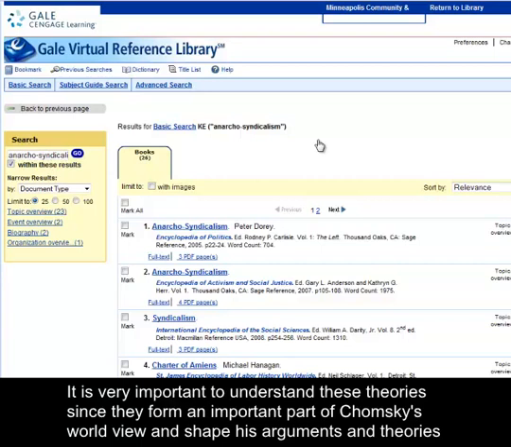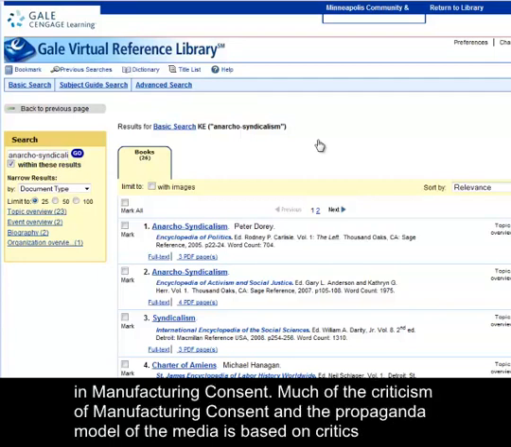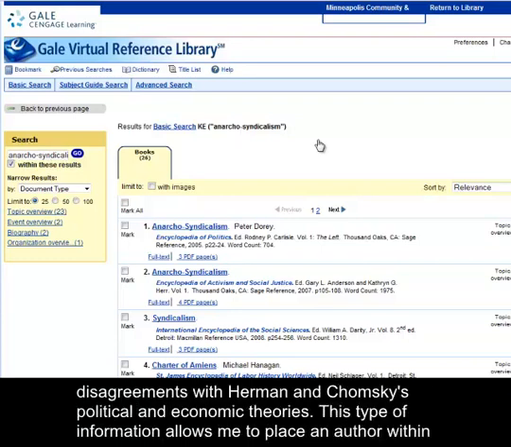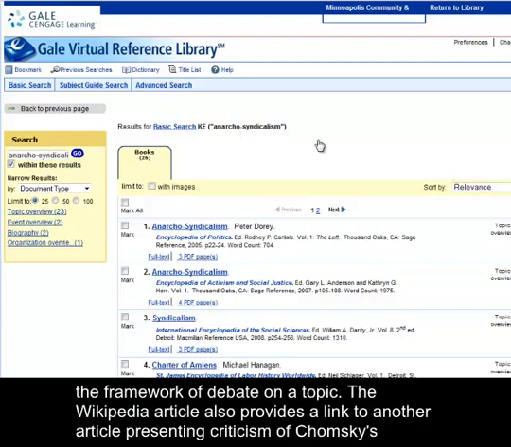It is very important to understand these theories since they form an important part of Chomsky's worldview and shape his arguments and theories in Manufacturing Consent. Much of the criticism of Manufacturing Consent and the propaganda model of the media is based on critics' disagreements with Herman and Chomsky's political and economic theories. This type of information allows me to place an author within the framework of debate on a topic.